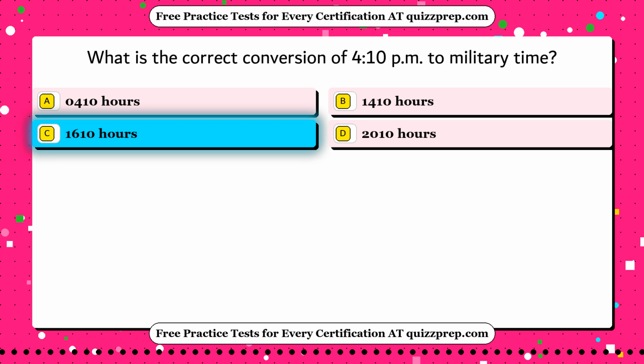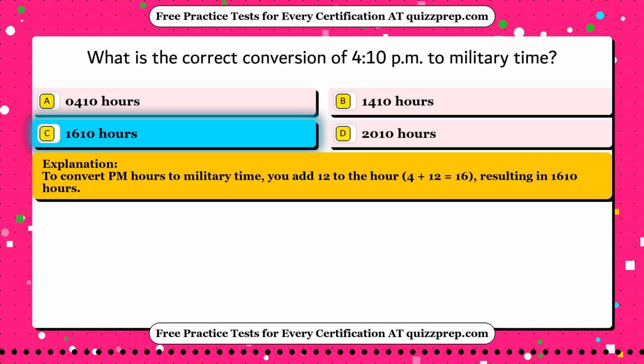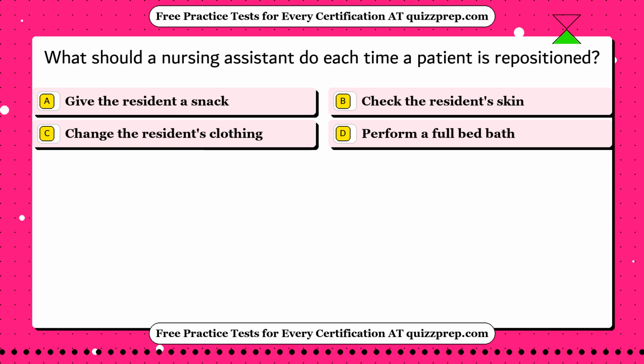The correct answer is option C, 1610 hours. To convert PM hours to military time, you add 12 to the hour, 4 plus 12 equals 16, resulting in 1610 hours. Question 3. What should a nursing assistant do each time a patient is repositioned?